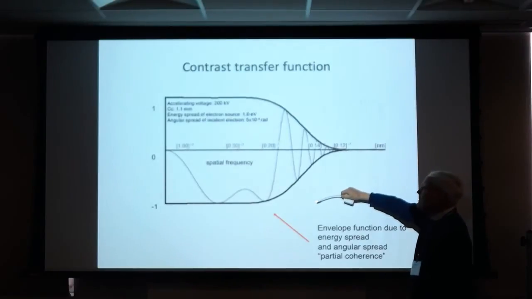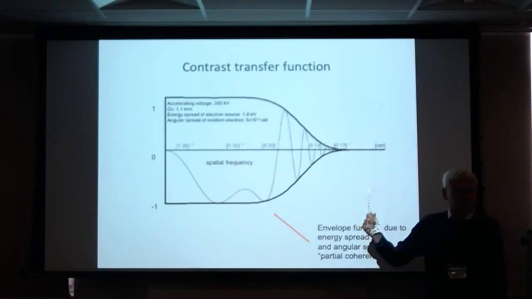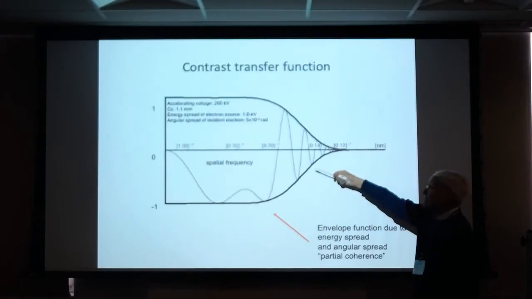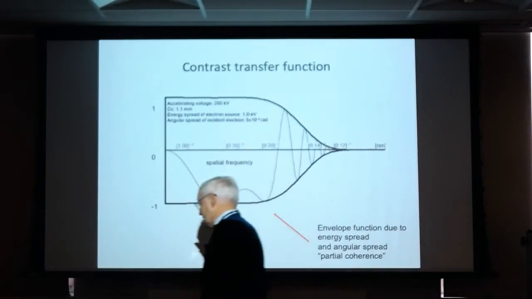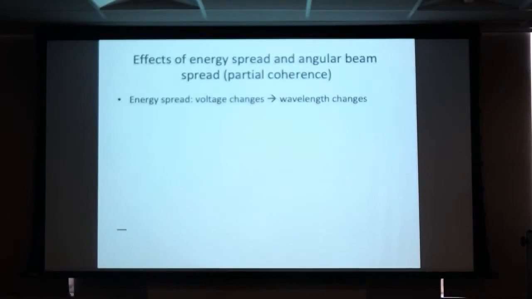So if you have a contrast transfer function as determined by the formula that I gave you before, the analytical formula, you then have to go and multiply it with the envelope function in order to get the actual function. So energy spread means that if you have voltage changes, you have wavelength changes. Defocus spread, the defocus changes have approximately the same effect as voltage changes.